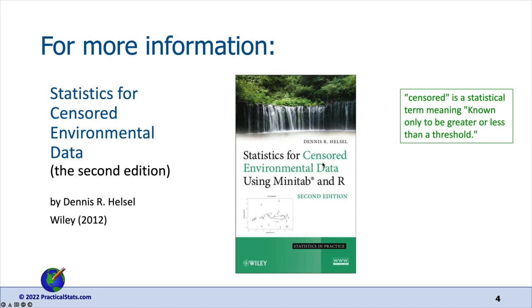The only thing I want you to know about this book is that it does have more information, and also that the title, the word censored, is a statistical term that means known only to be greater than or less than a threshold. So it means we don't have a single number for an observation. We only know that it's less than 1, or greater than 10.